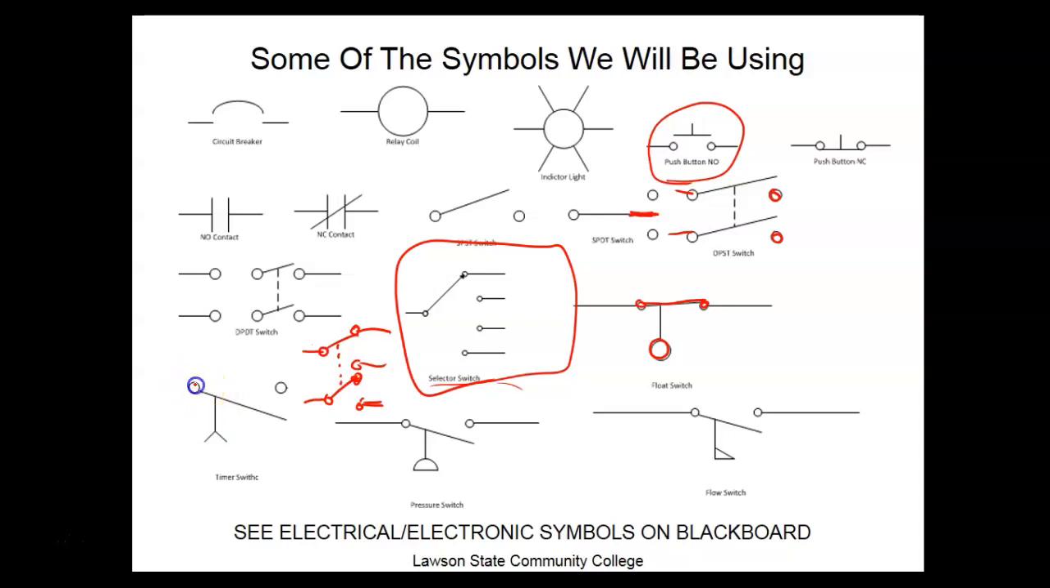This is a timer, and we'll look at these at most contact because we actually have two symbols for this. We have this one, and then we have the same one, but instead of the arrow pointing in, the arrow is going to point out. But we'll look at these symbols when we get into timers. This is a pressure switch.